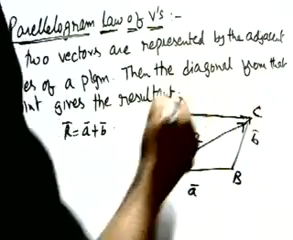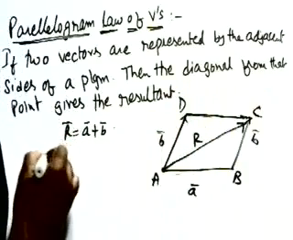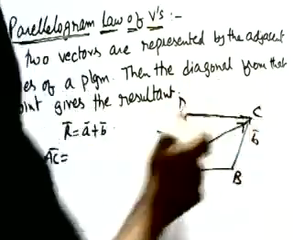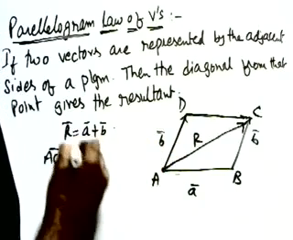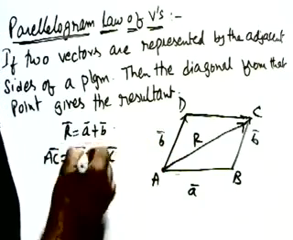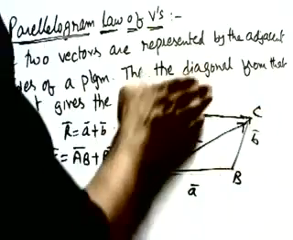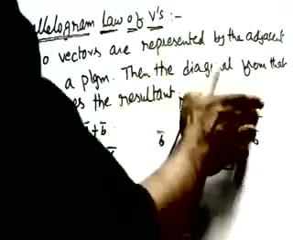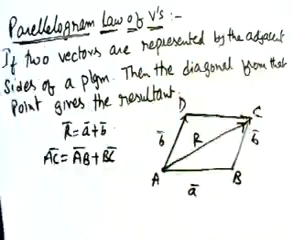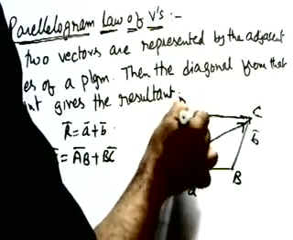Also you see here, suppose this is ABCD. We can also write like this: AC equals AB plus BC. You can say it like this, with the triangle also. The resultant AC equals AB plus BC.